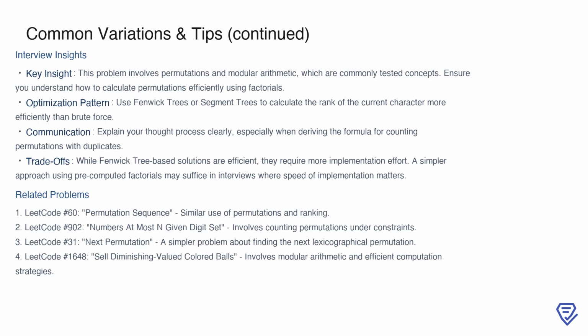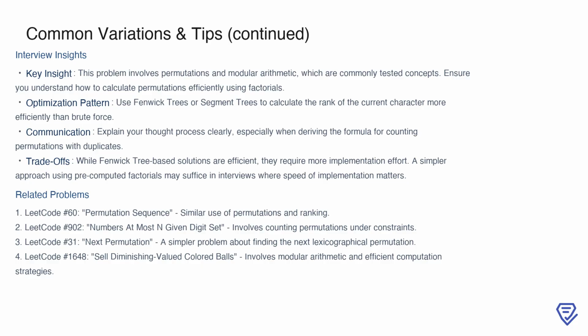From an interview perspective, this problem offers valuable learning opportunities. It heavily involves permutations and modular arithmetic, which are commonly tested concepts. A key insight is understanding how to calculate permutations efficiently, especially when accounting for duplicates. A good optimization pattern is to use Fenwick trees or segment trees to calculate the rank of the current character more efficiently than with a brute force approach. When discussing your solution, it's also important to clearly articulate your thought process, particularly when deriving the formula for counting permutations with duplicate characters. This demonstrates your understanding of the problem.